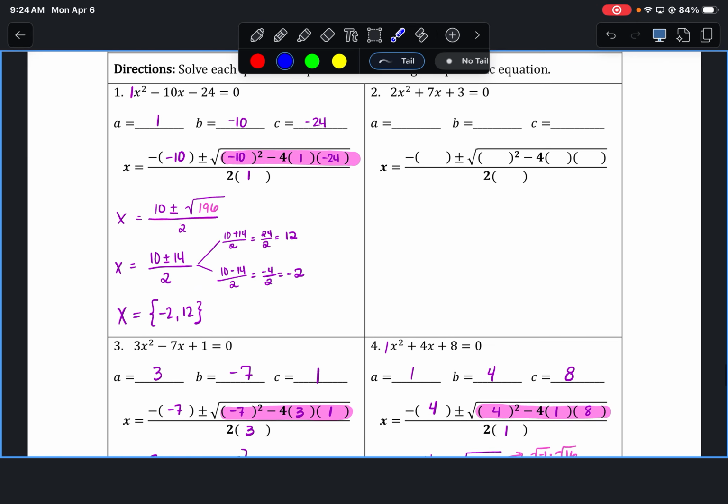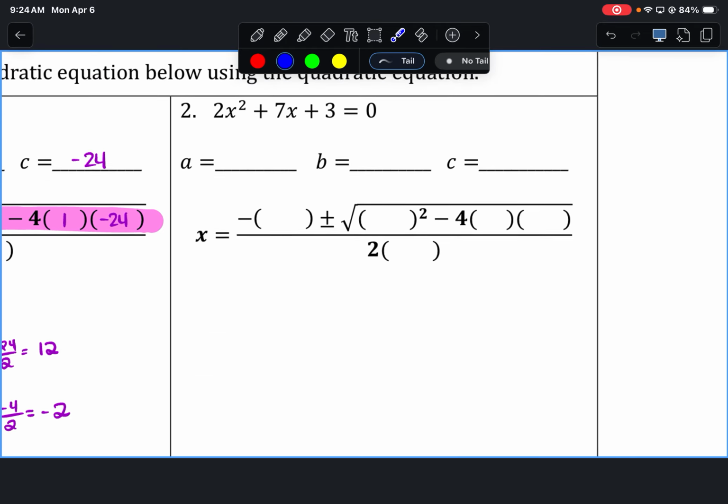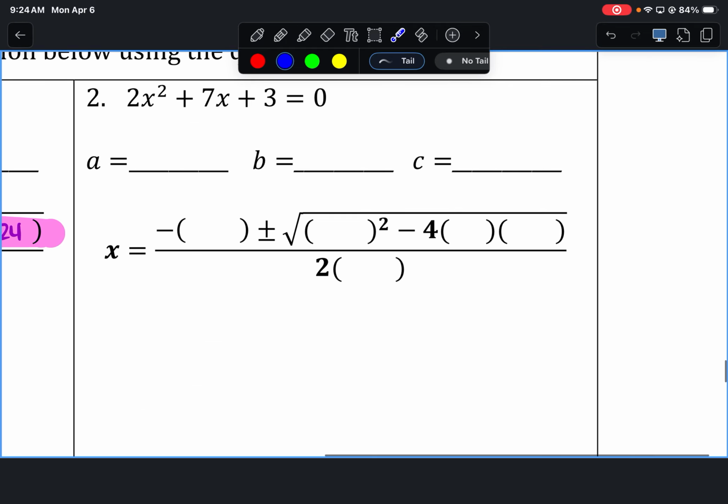Okay? Do you have to? No. But I recommend you to. I do it this way every single time. I set it up first, then I plug in. Okay? So once we get here, we have to find our A, B, and C. What is A? What is B? And what is C?